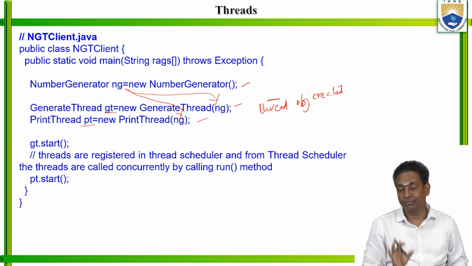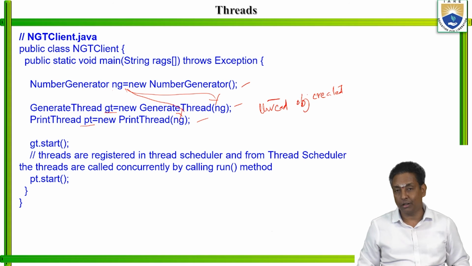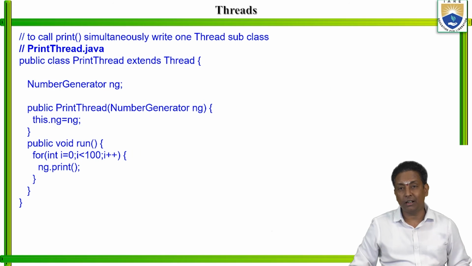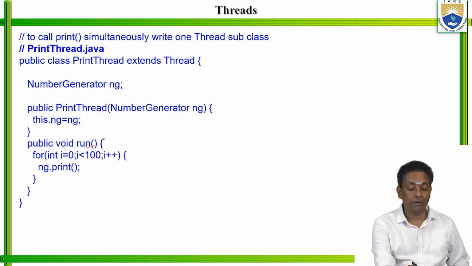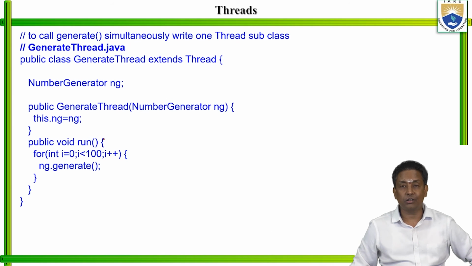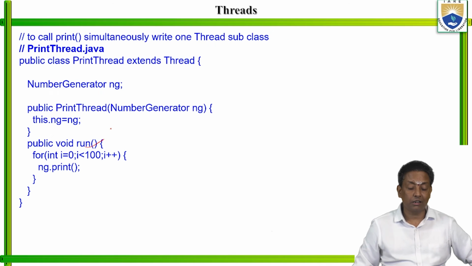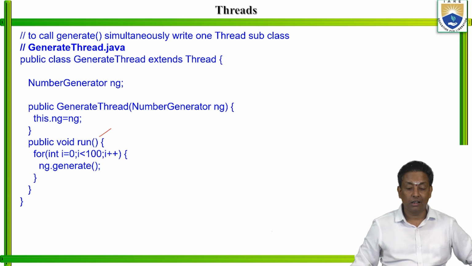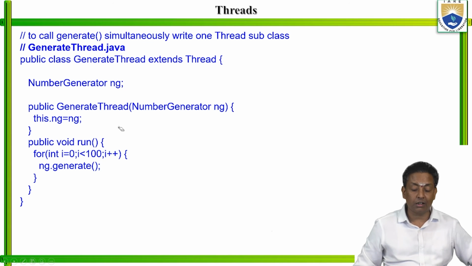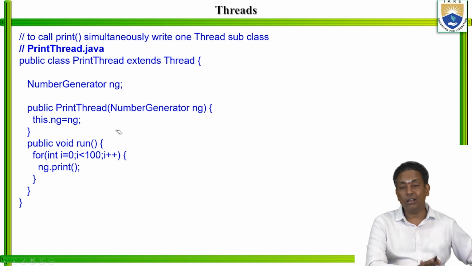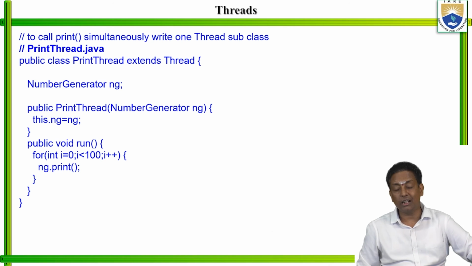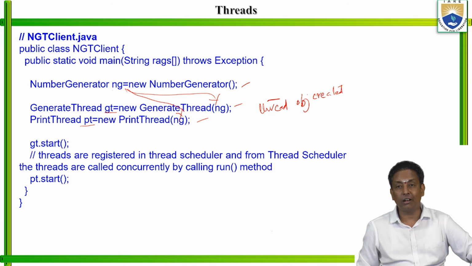Now the threads want to run. How do threads run? Which method is implemented in threads? A run method is implemented in threads. So once we start the thread, the run method of the generate thread class and the run method of the print thread class must run simultaneously. How will these two methods run simultaneously? How are these run methods called?